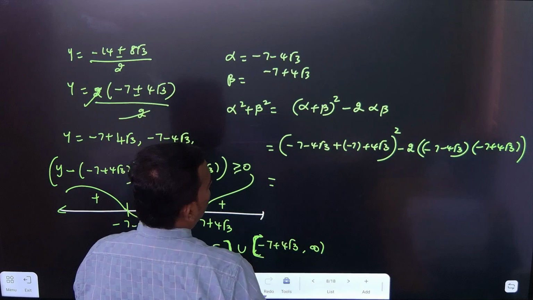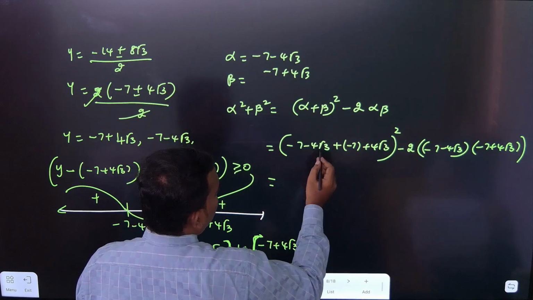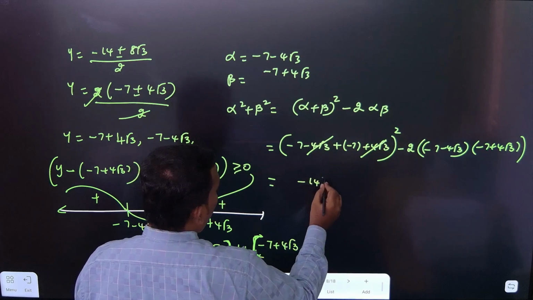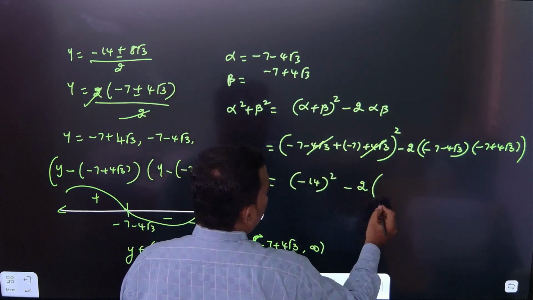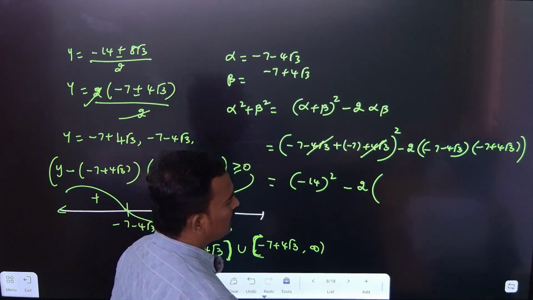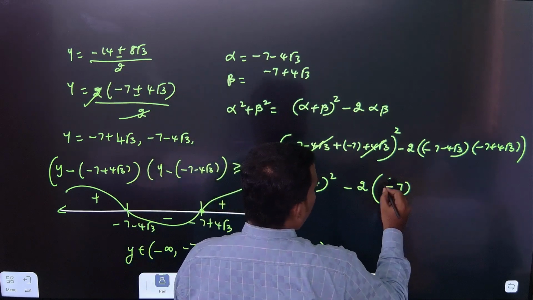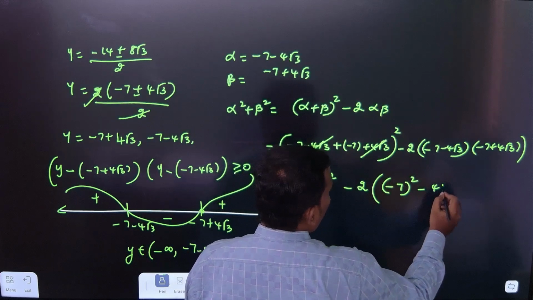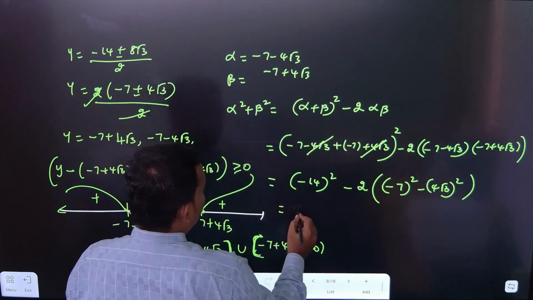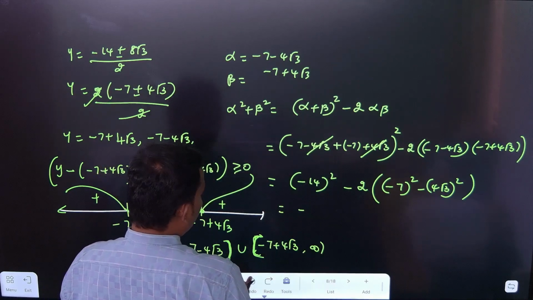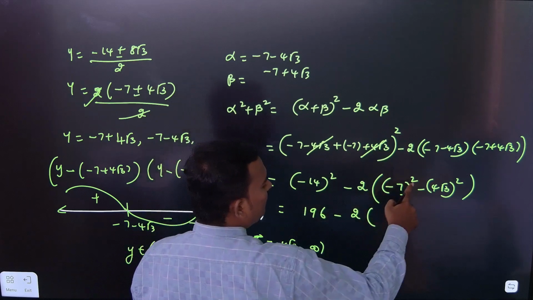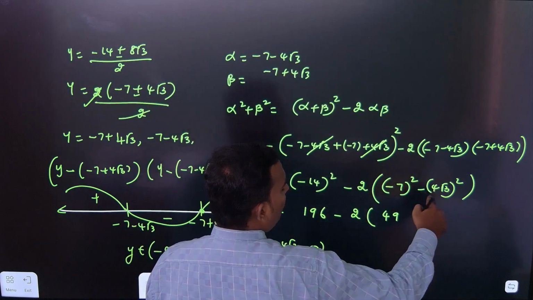Okay, now you can see, student, minus 4 root 3 plus 4 root 3 cancel. Minus 7 minus 7 is minus 14 whole square, minus 2 into (a minus b)(a plus b), which you can write as minus 7 whole square minus 4 root 3 whole square, that is a square minus b square. Minus 14 whole square is 196, minus 2 into minus 7 square is 49, minus 4 root 3 square.